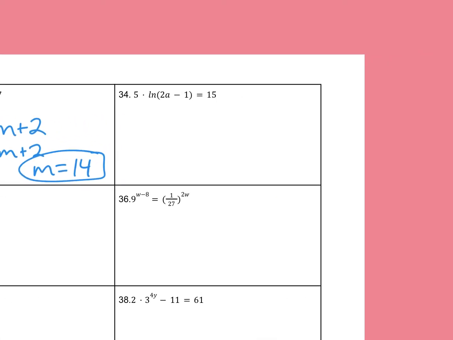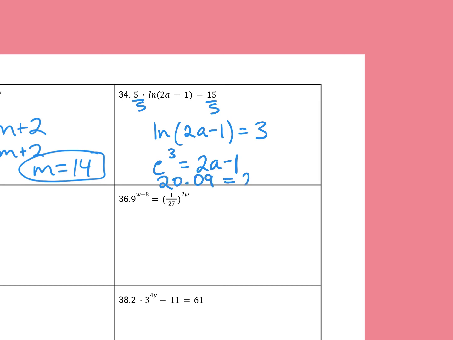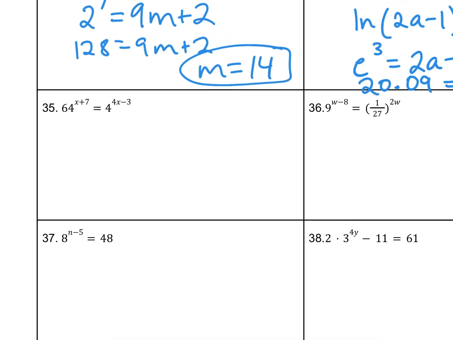Natural log is not on a side by itself. I must move this 5 over. Now I'm ready to set it up. Base of e to the 3rd power equals 2a minus 1. E to the 3rd power, we'll round it to 20.09 equals 2a minus 1. So, add that 1 over. I'm just going to type in 1 plus 1 to my calculator. Then I know I have to divide that by 2. I end up with a equaling about, depending on how you rounded it, about 10.54. Good deal.